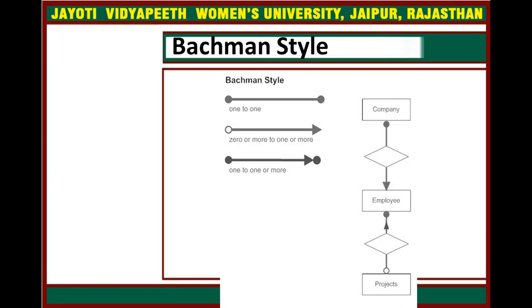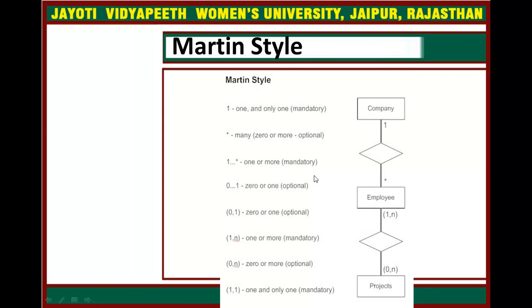Now the Barker style: you can see this is 1 to 1 and this is 0 or more to 1 or more. Okay, this is the Martin style. In this, 1 and only 1 is mandatory, and if the star is shown, then that means many, 0 or more, optional. You can see the star here, and 1 dot dot star means 1 or more, and 0 dot dot 1 means 0 or 1, and so on. Okay, so this is Martin style.